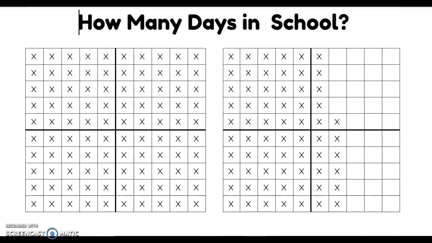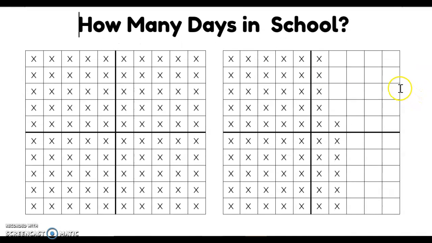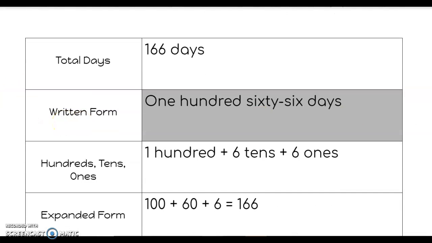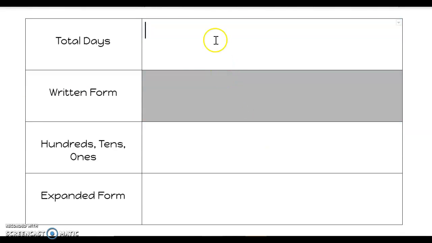How many days in school? Yesterday we had 166 days in school. If we add one more day, how many days is it today? 167, right. Let's get rid of all these. 167 days. Written form.